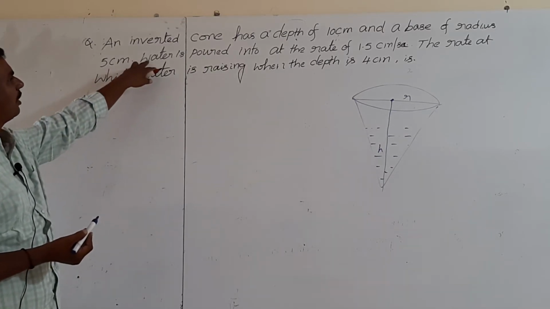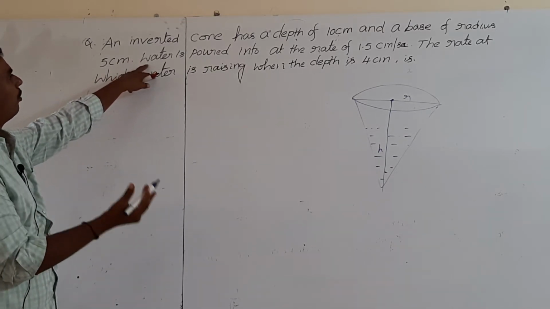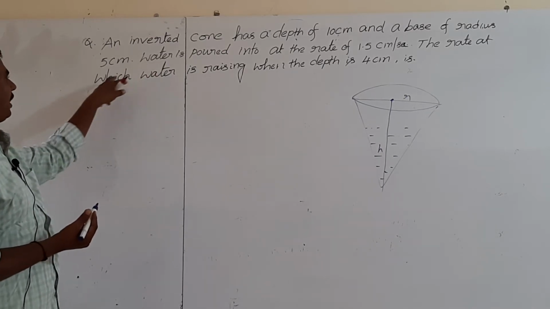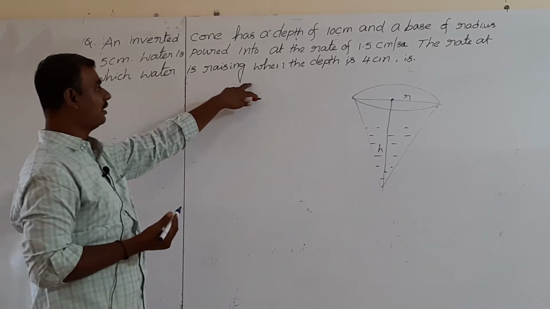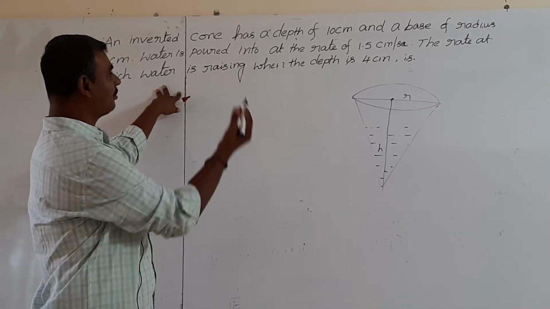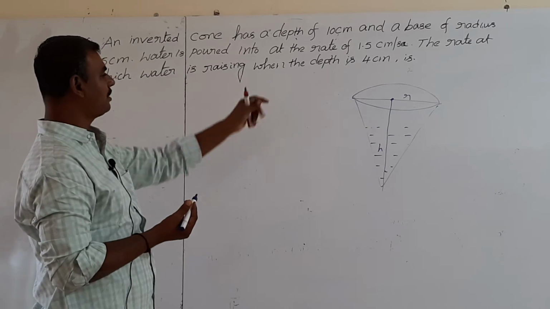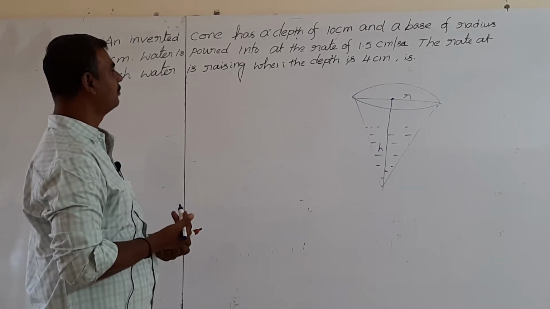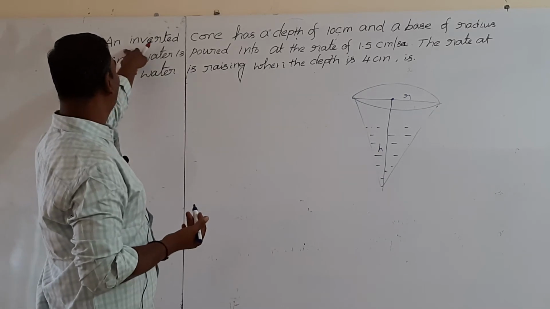What is the meaning of this? Volume of a cone is given. The rate at which water is rising, that is the depth here. So dH by dt is equal to how much? Before that, one more concept is given.